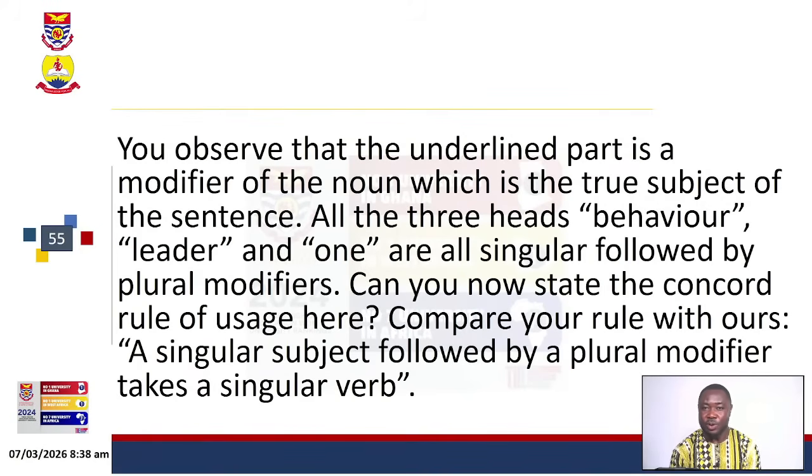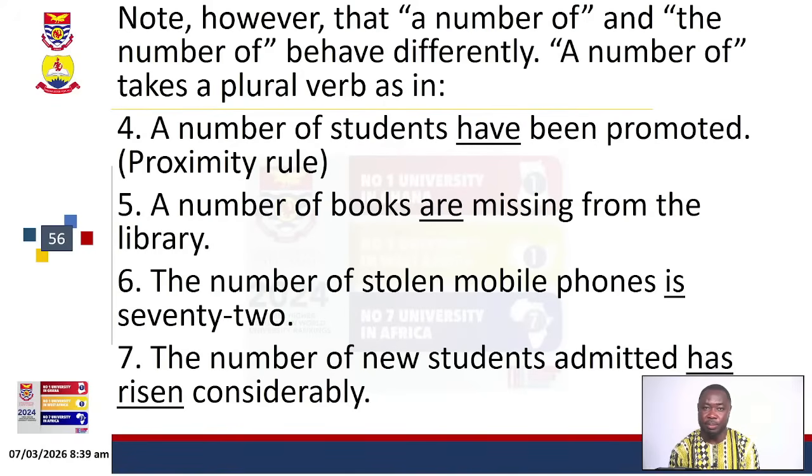Okay, now compare your rule with this one. A singular subject that is followed by a plural modifier takes a singular verb. Did you think of something like this? Or is what you have written down something like this? Yes, they are singular subjects, behavior, leader, and one. But they were modified by constructions that are plural in nature. When that happens, you choose a singular verb.